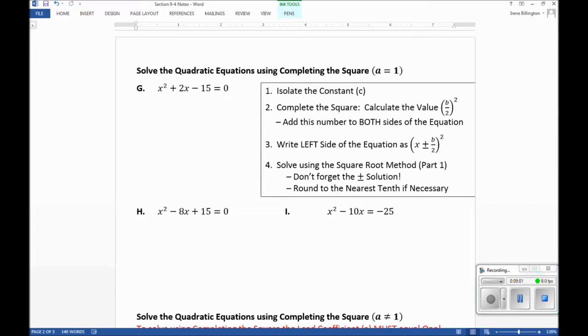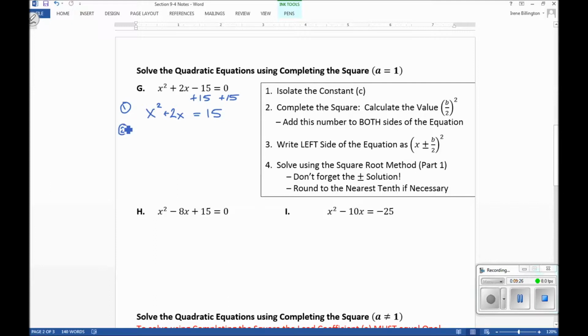All right, so step 1 of completing the square is to isolate the constant c. So that would be 15 here. So I need to add 15 to each side of my equation. Okay, this is step 1. So I have x squared plus 2x equals 15.